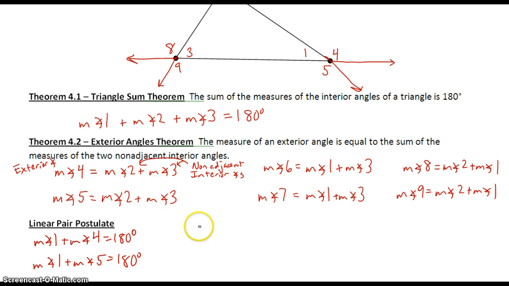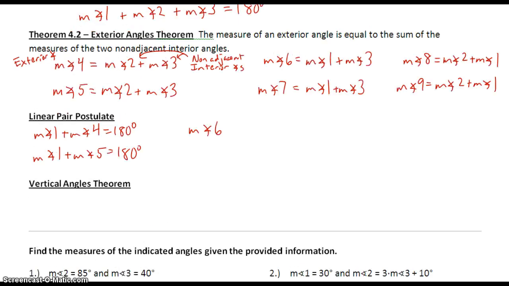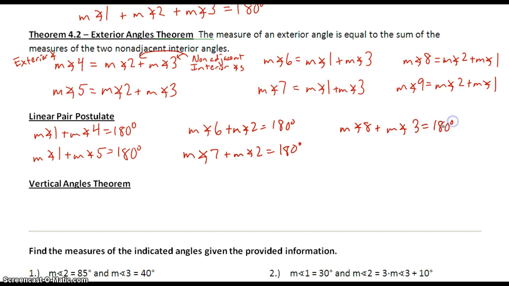I can do the same thing with angle 6 and angle 2. They form a linear pair, so they're supplementary. Same with angle 7 and angle 2. They form a linear pair, so by the linear pair postulate, they're supplementary. So is angle 8 and angle 3, and angle 9 and angle 3.